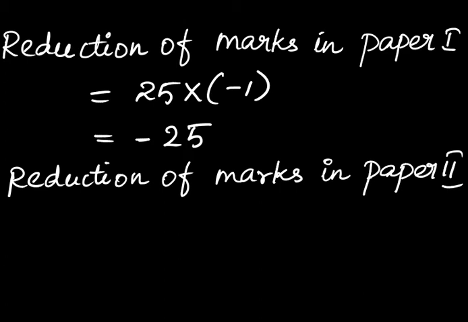Reduction of marks in paper 2. She has answered 13 questions wrong. So 13 multiplied by minus 1. So the value is minus 13.